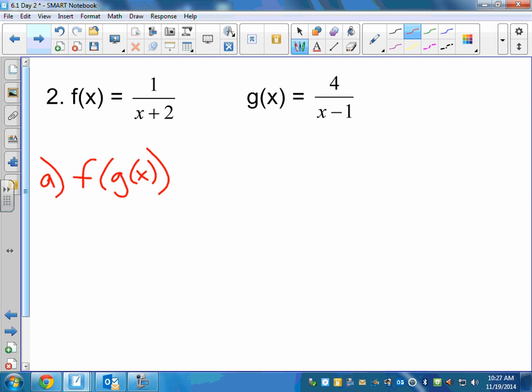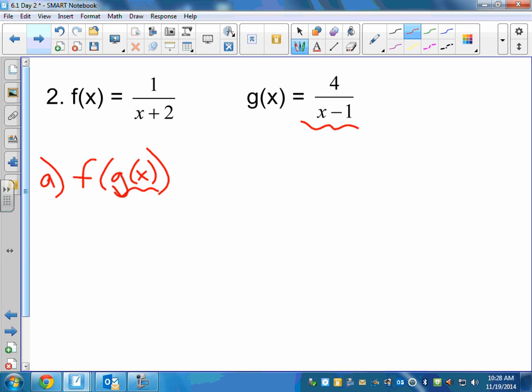I will tell you the domain part of you have to exclude what the inside function can't be is still true. I still have to say right away, looking that g of x is the inside function, what do I know I can't have in this function? One, the inside function is g, so I would have to say I have to exclude what g can't be, 1. So I still have to think about that. I'm going to wait to the end, but that part's still true.